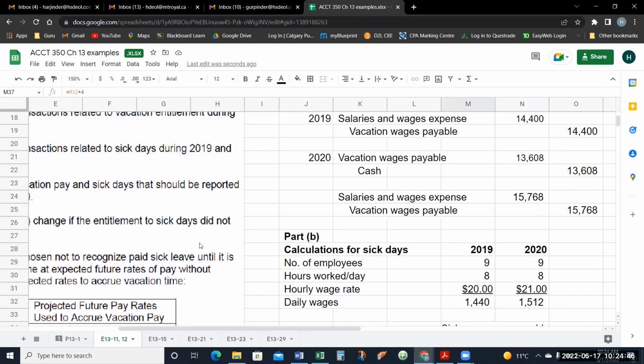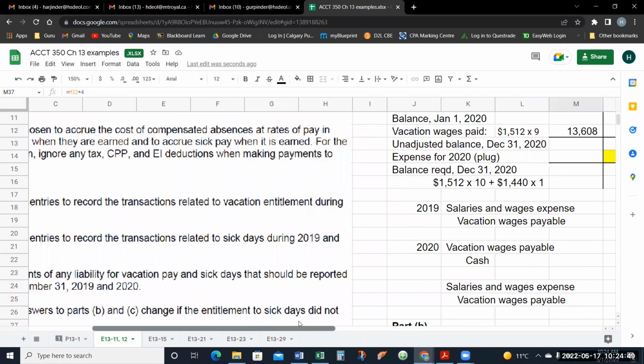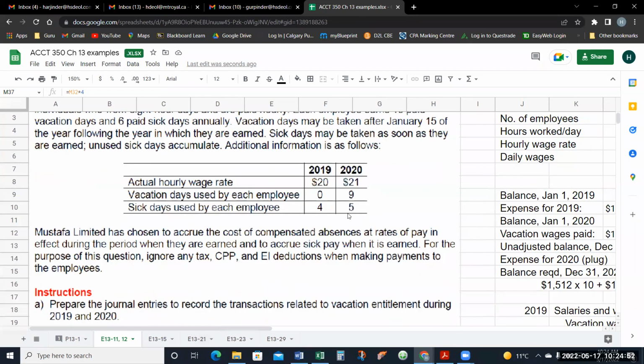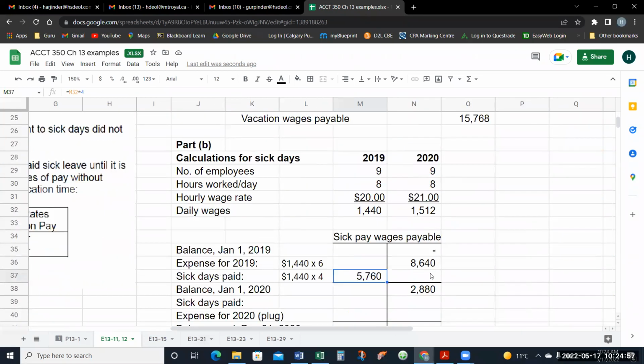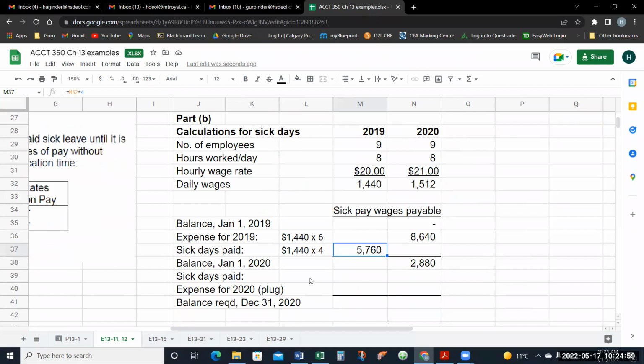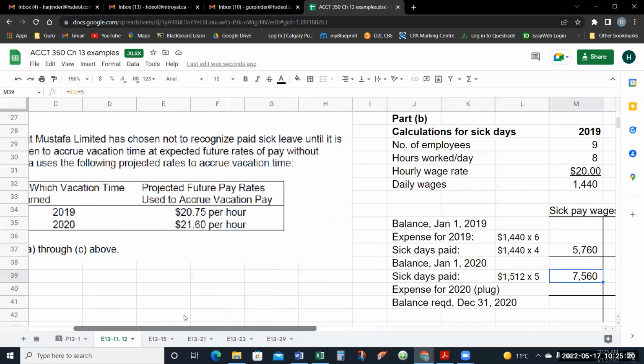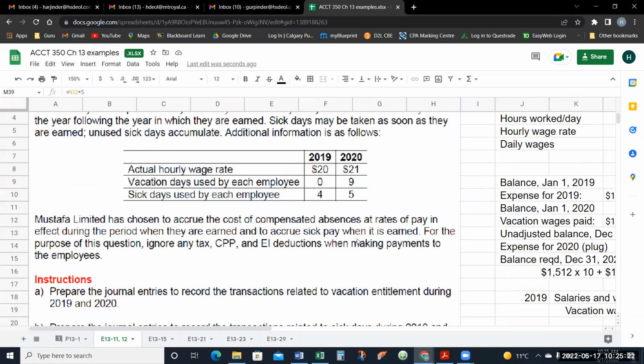In 2020, the employees took 5 sick days. All right. Now, the employees will be paid for the 5 sick days taken at the pay rate in effect in 2020. So that's $1,512. So multiply 1,512 by 5 days, you're getting $7,560.